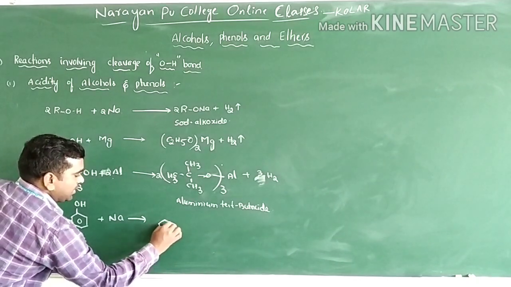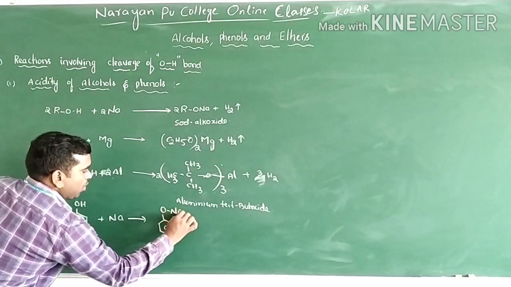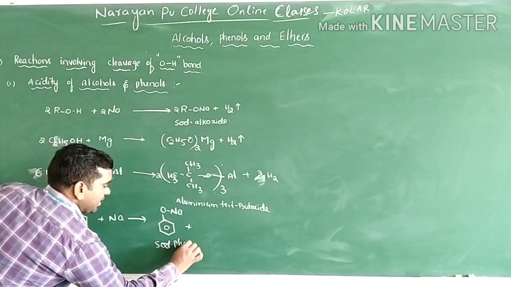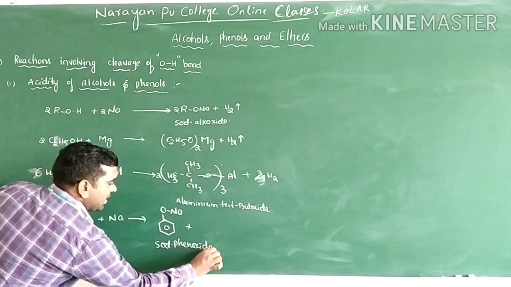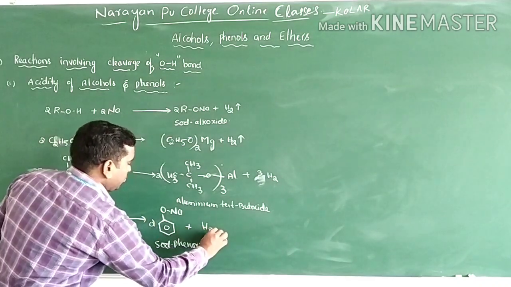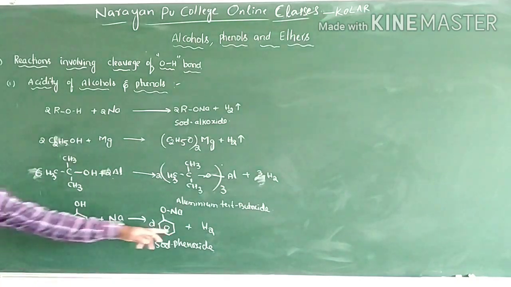In the same way, when phenol is reacted with sodium metal, you will get the compound sodium phenoxide. Sodium phenoxide. Take 2 moles here because hydrogen gas should be released. So take 2 moles, then you will get the hydrogen.